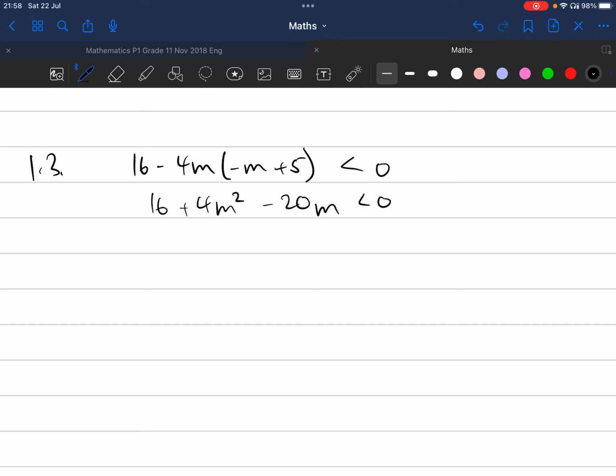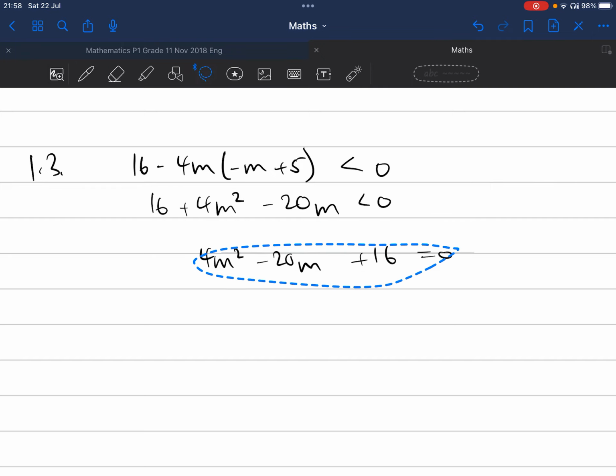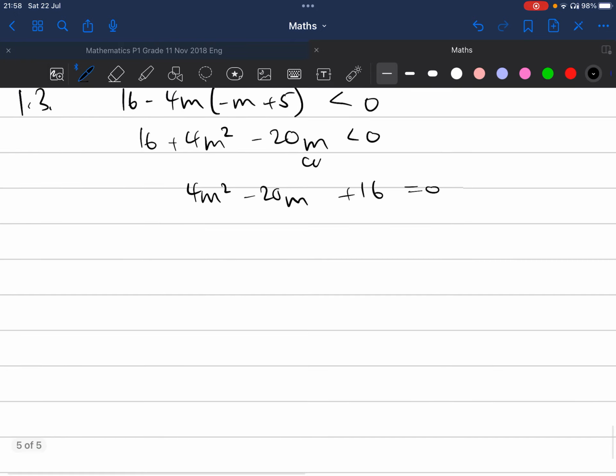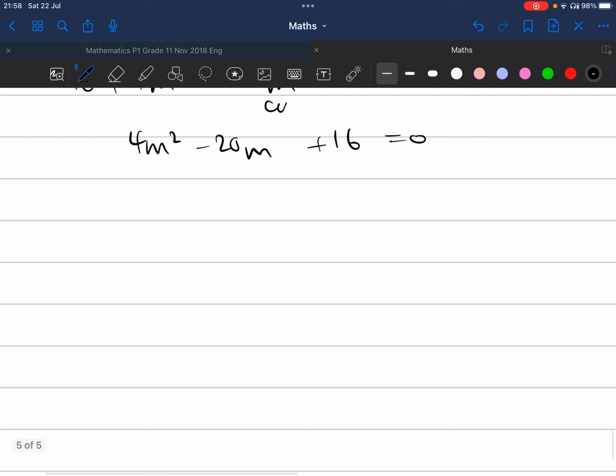Okay, let's rearrange this so that it goes like that, and let's equate it to 0. Okay, because much like the other question, we're going to find the critical values first. So I can use factors here again to solve for this here. But before I even do that, let's first make this a bit simpler. Let's say m squared minus 5m plus 4. And why did we do that? We just divided everything by 4, just to make it a bit simpler.